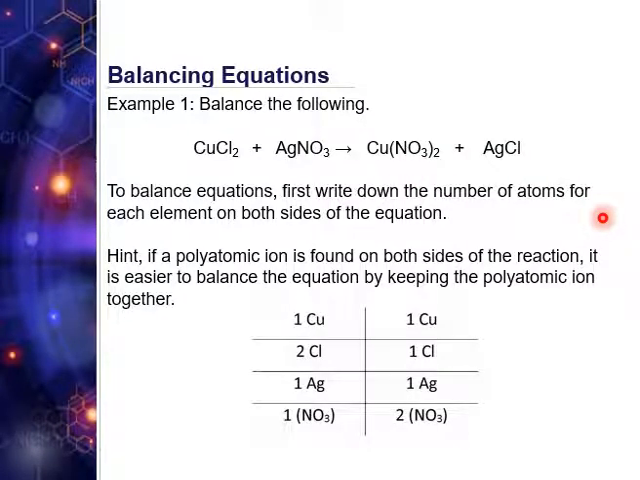Make a chart like the following. Write down what you know. 1 copper, 2 chlorines, 1 silver, and 1 nitrate group on the left. On the right, 1 copper, 1 silver, 1 chlorine, 2 nitrates.